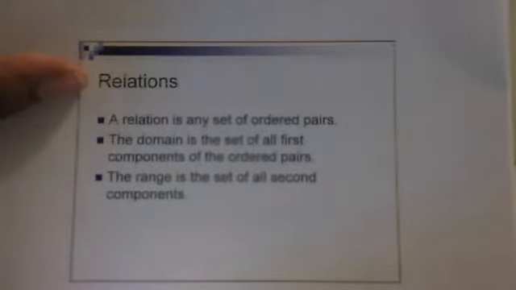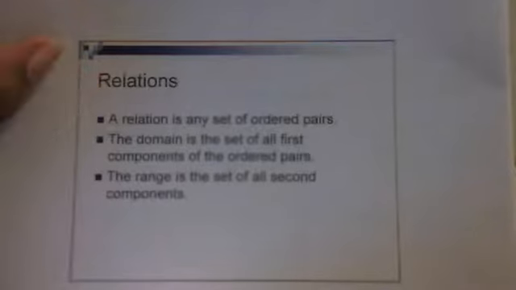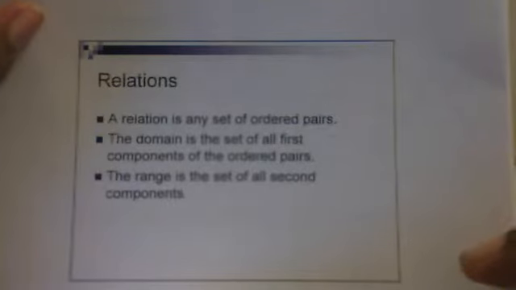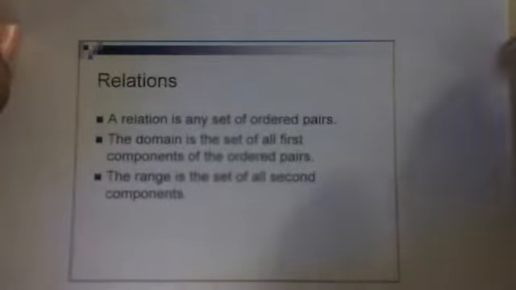And then the domain is always a set of all first components of the ordered pairs, and the range is always going to be the set of all second components of the ordered pairs. So the domain is just a set of all x coordinates in that particular relation, and the set of all the y coordinates in that particular relation is called the range.